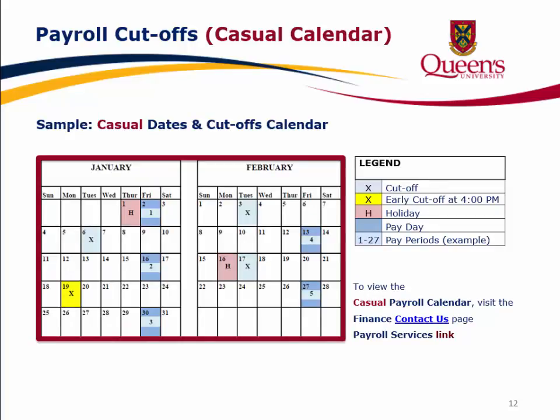Here's a sample of the casual dates and cutoffs calendar for January and February. Notice the legend to the right. In this case, looking at February, February 13th is a payday. In order for the payee to be paid on time, paperwork would need to be submitted and processed by Tuesday, the 3rd. To view the casual payroll calendar, visit the Finance Contacts Us page, Payroll Services link.